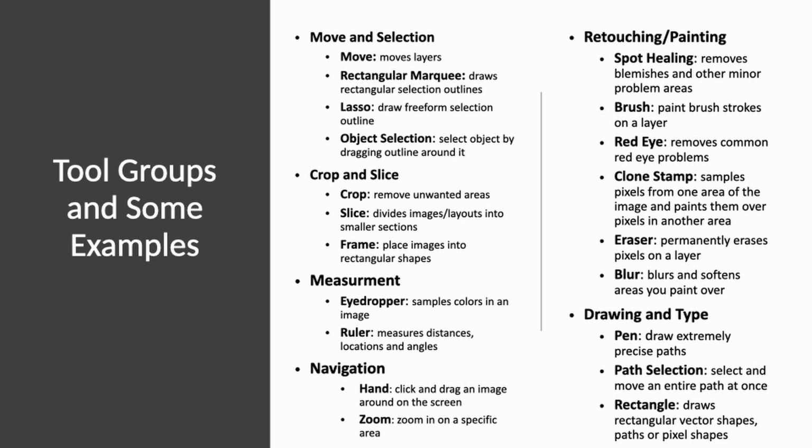There are many tools you can use and way too many to cover in a short period of time, so I'll just glance over a couple of them. There are 6 tool groups: Move and Selection, Crop and Slice, Measurement, Navigation, Retouching, Painting, and Drawing Type. The Hand tool is a largely used navigation tool that allows you to click and drag an image around the screen. A retouching tool that I really like to use is the clone stamp as well as the spot healing feature. The clone stamp tool takes pixels from one area of the image and paints them over pixels in another area. The spot healing tool removes blemishes and other minor problem areas from your image.